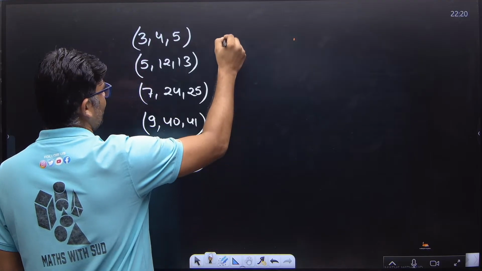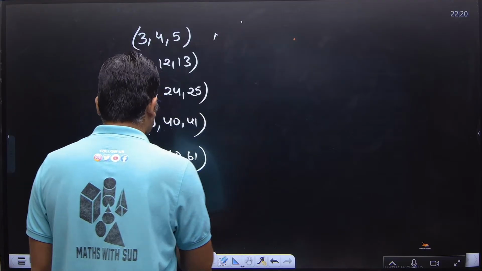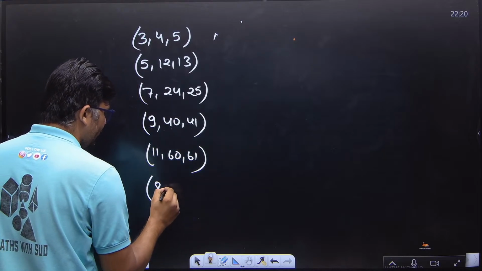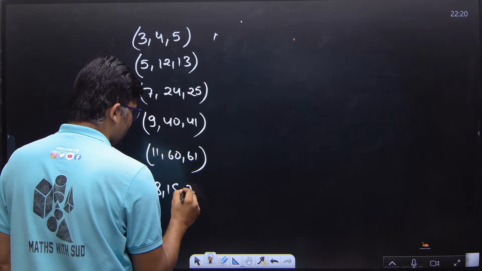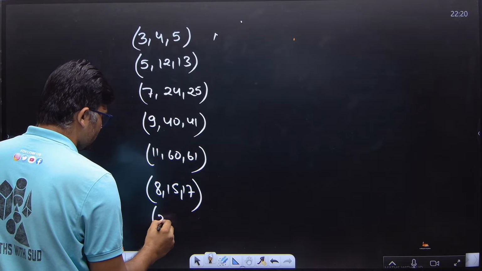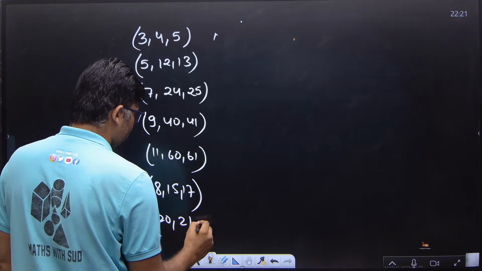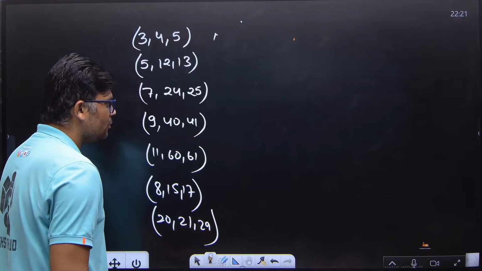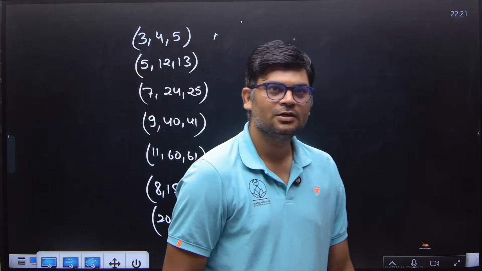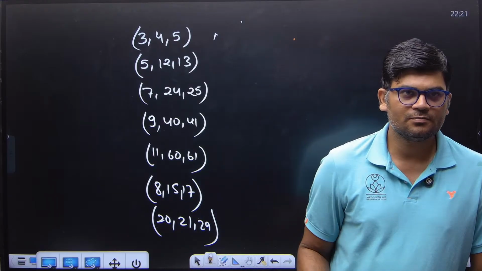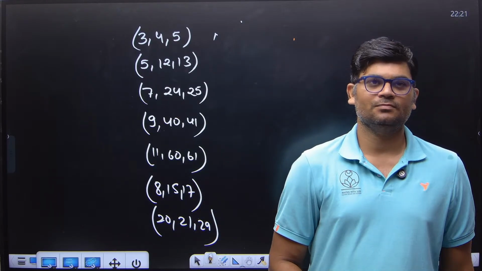Apart from that, we have two more Pythagoras triplets. It was 8, 15, and 17. And also 20, 21, 29. Wonderful. Now these Pythagoras triplets also work with the doubling of these numbers and the half of these numbers.